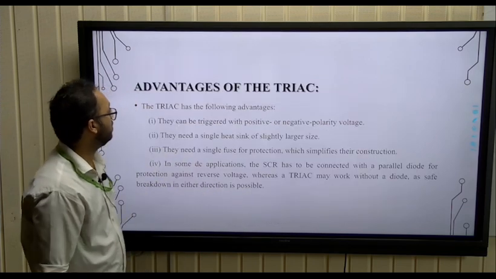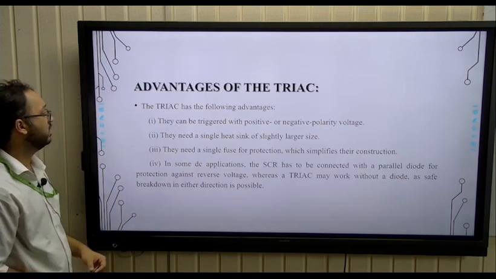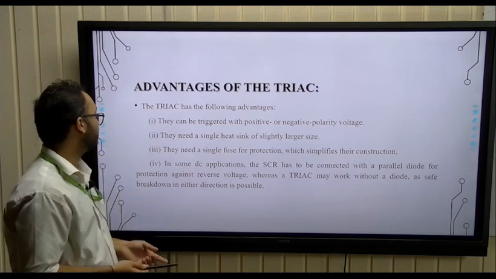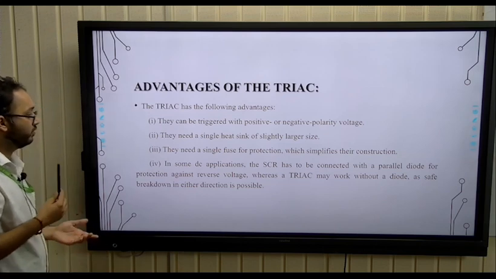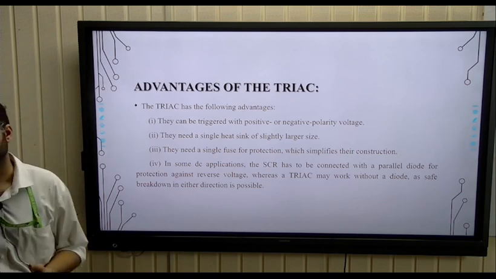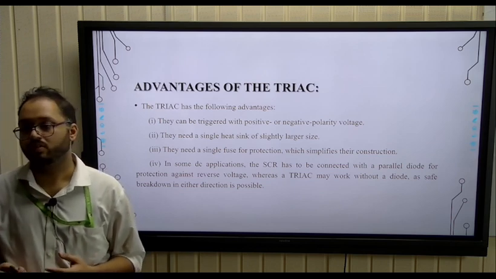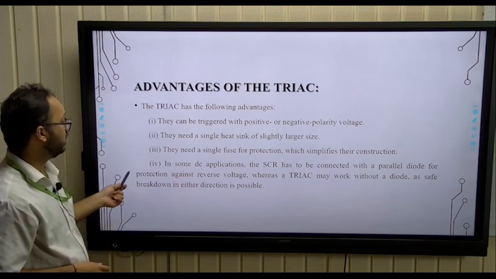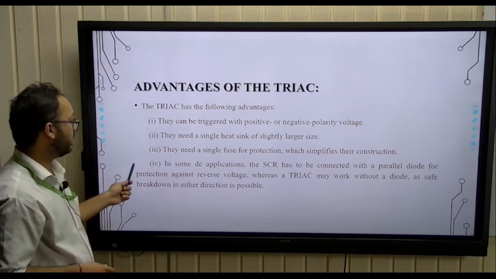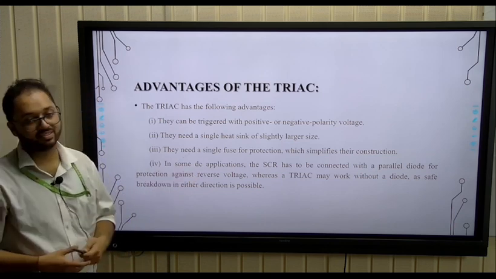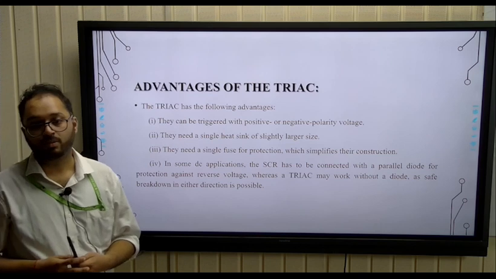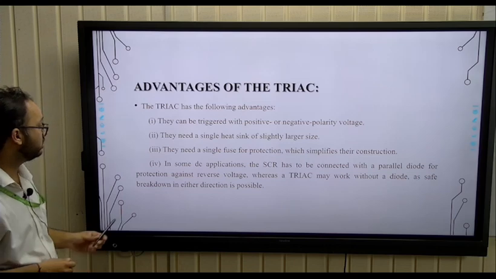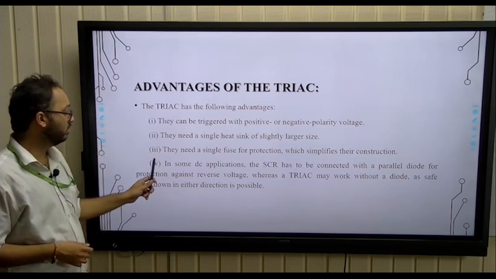Okay, now what are the advantages of the triac? It can be triggered by a positive or a negative pulse. Okay, that's the first thing. Second, there is a need for only a single heat sink of a large size. If you are using diacs, you need 2 heat sinks, but in a triac you need only 1 heat sink. And when you are talking about protection, it can be used with a single fuse, which simplifies its construction. Okay, in diac mode you are conducting twice, so there may be a need for 2 fuses, but with the triac you will only need 1 fuse.